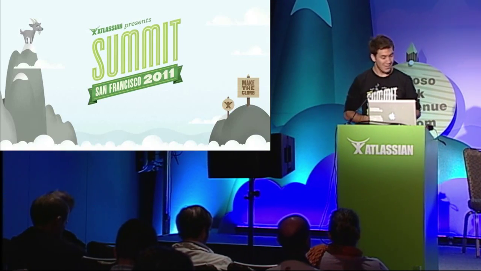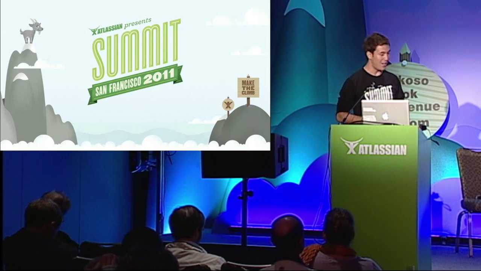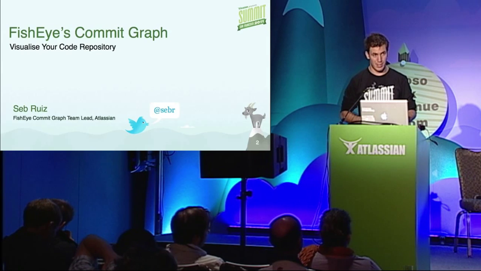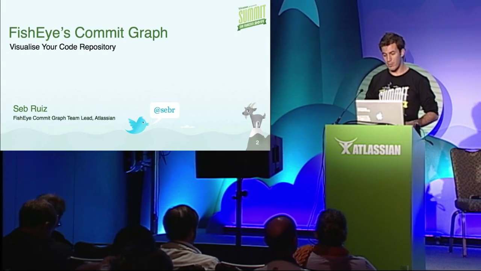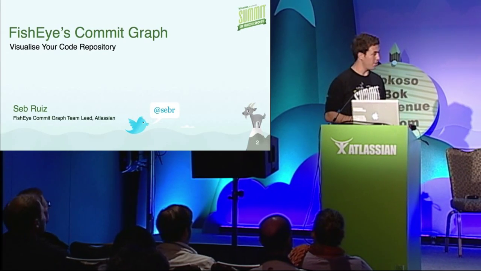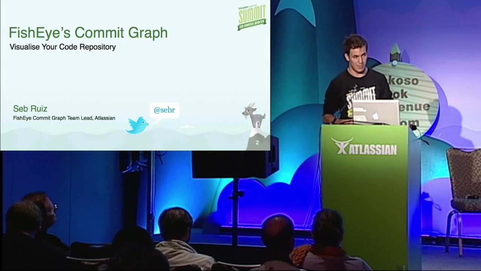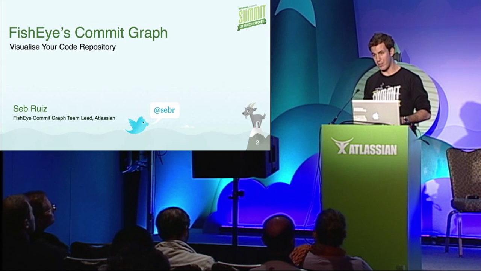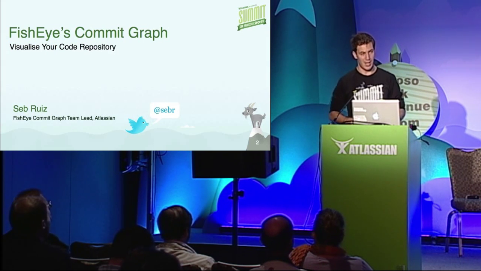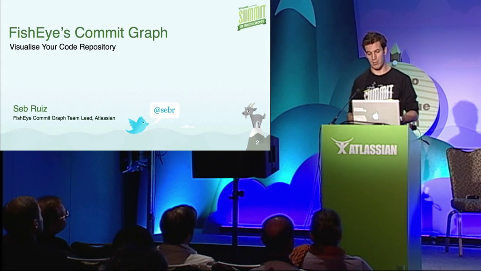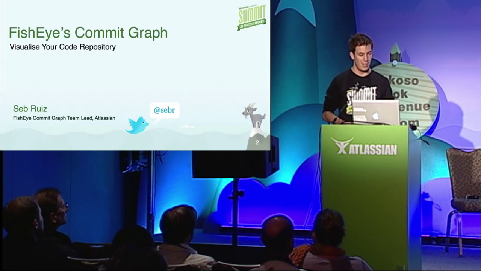So I'm not Anton, I'm Seb, and I was the team lead for the commit graph in FishEye, which we have just released now. And I wanted to give you a little run through, but I know you've seen a lot of the commit graph already in the keynote this morning, and you would have seen it in the developer tool State of the Union, so I was going to mix it up a little bit. And a little bit later, I'll just open the floor up to you guys if you have questions, because it is quite a complex tool.